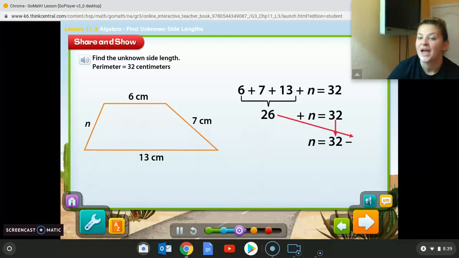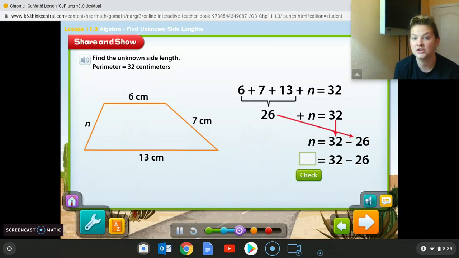Subtraction. So n is going to be equal to my perimeter minus what I just added together, which was, in this case, 26. So what's 32 minus 26? You can count up. 27, 28, 29, 30, 31, 32. The answer is 6.